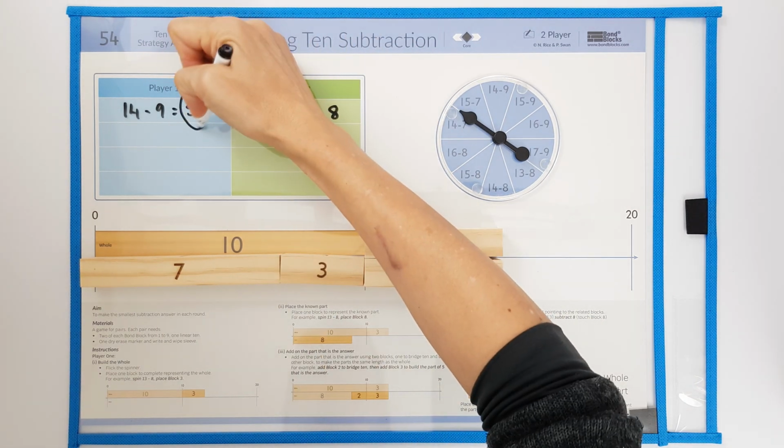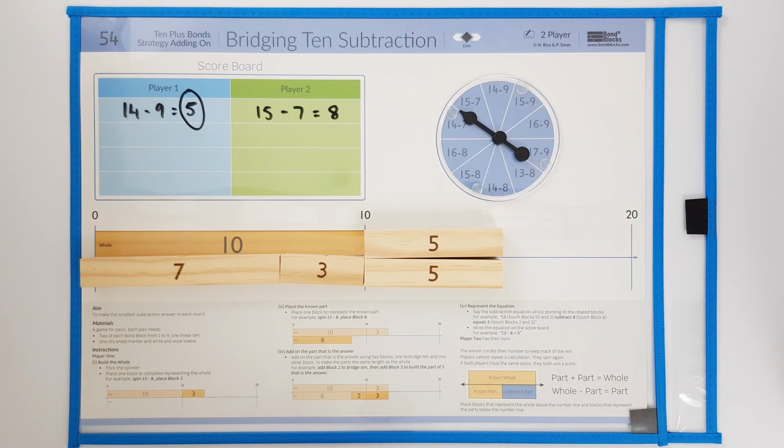Player 1 was the winner because the goal is to make the smallest or least answer in each round. Now it's your turn.